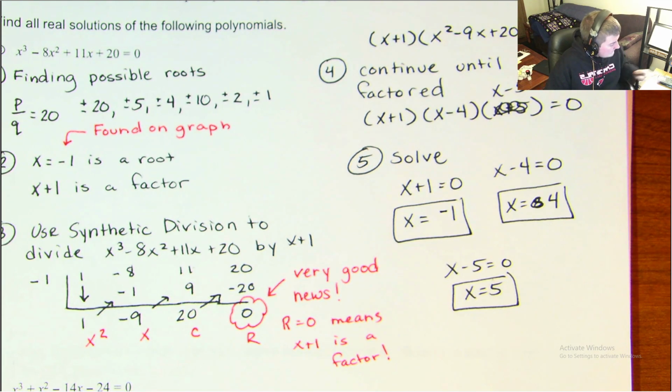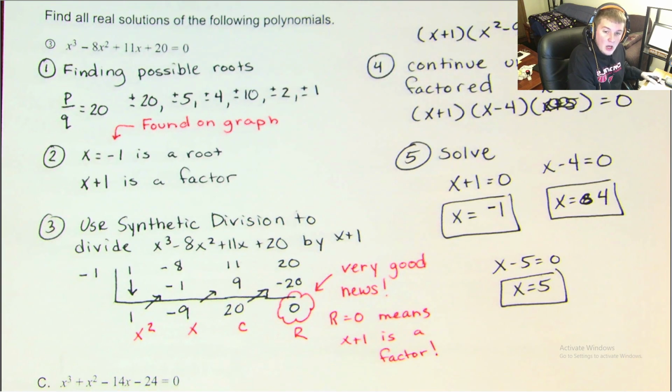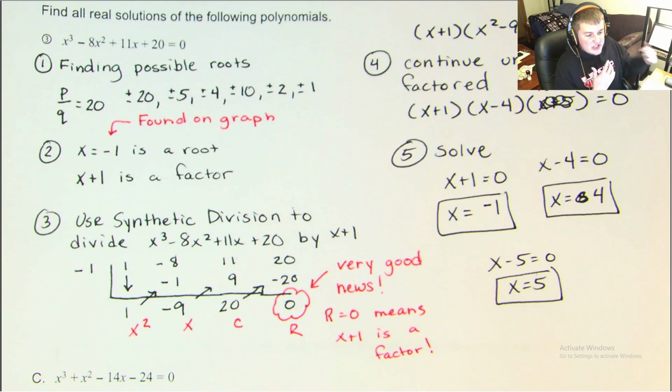All right, folks. So this is the process, and this is exactly what we're going to work on for this section and the next section. So what I want you to do is move on to C, work through the flow chart, figure out your roots, use your division, and solve. I want you to go ahead and try that on your own and check it with me when you're done.